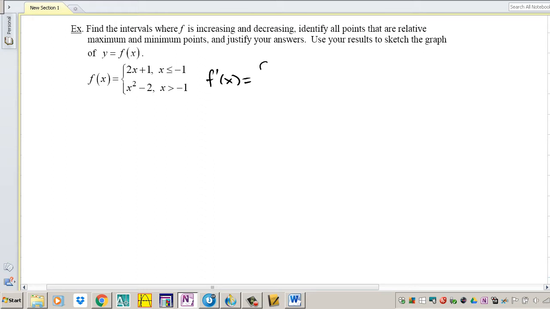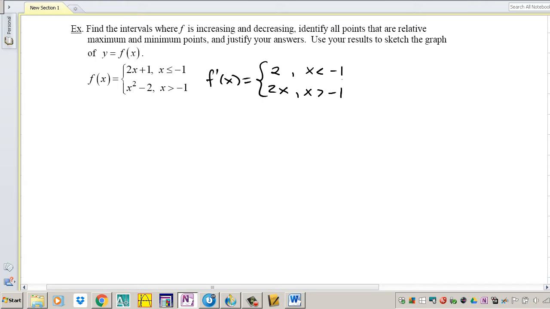The derivative of a piecewise function is just the derivative of the top, which is 2, and the derivative of the bottom, which is 2x. Now, whenever you take the derivative of a piecewise function, you lose equality, so it's not going to be x less than or equal to negative 1. It's going to be now x less than negative 1. You lose the equal sign, and the bottom one just remains the same since it didn't have an equal sign to begin with.